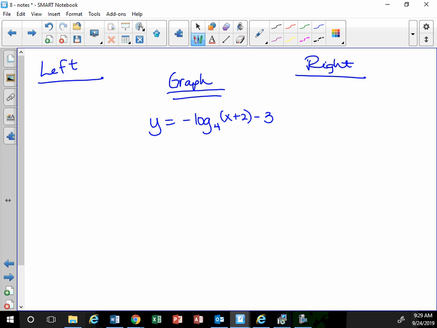(1, 0) and (4, 1). Definitely flip first. Why is it different? Points. No, I'm going to change that. (1, 0), (4, 1). But I can flip it. But it's the negative.